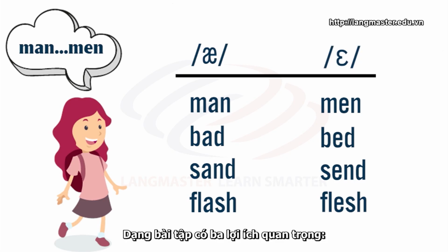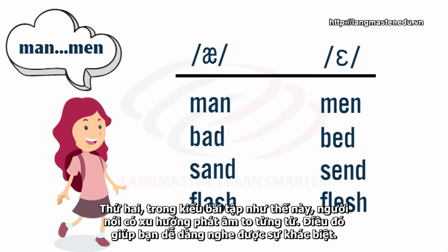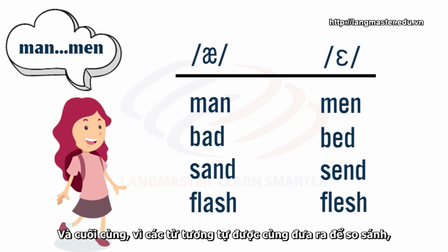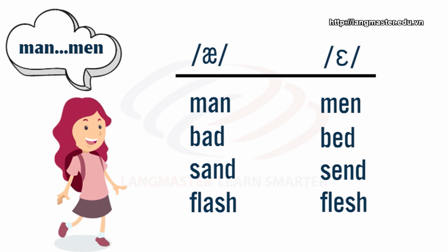This kind of exercise has three key benefits. Firstly, it makes you aware that the words in each pair are pronounced differently. Secondly, in an exercise like this, the presenter tends to exaggerate when pronouncing words, making it even easier to hear the differences. And lastly, since similar words are presented together for comparison, it reduces the tendency for non-native speakers to pronounce two different words the same way.